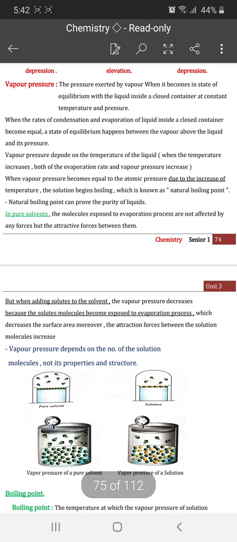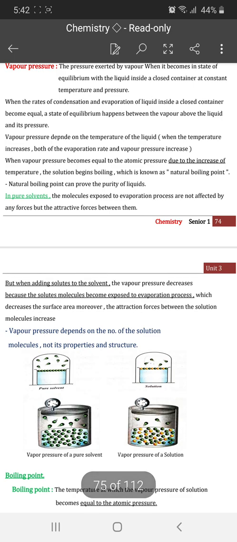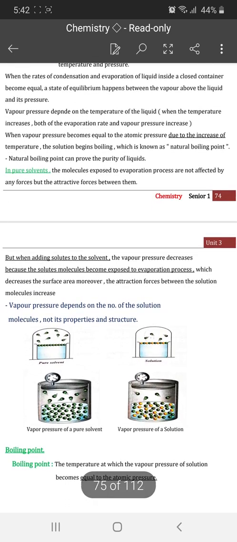Vapor pressure is the pressure exerted by vapor when it is in a state of equilibrium with the liquid inside the closed container at constant temperature and pressure. So when the rate of condensation and evaporation of liquid inside the closed container become equal, the state of equilibrium happens between the vapor and the liquid and its pressure.